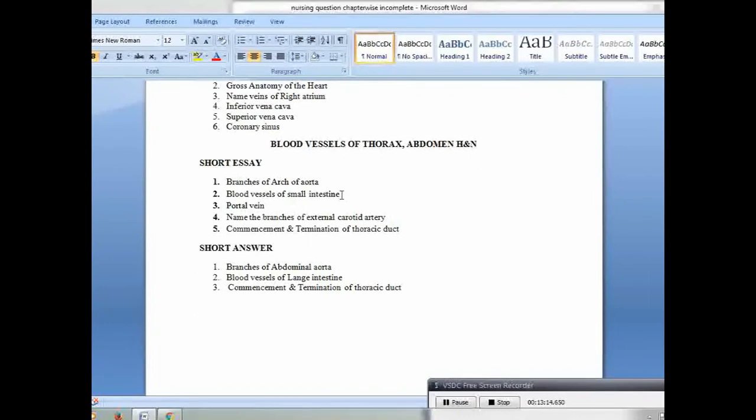There are a lot of branches of external carotid artery. External carotid artery is a branch of common carotid artery. Then there are different branches, like branches are given at different levels, and some of the branches arise.